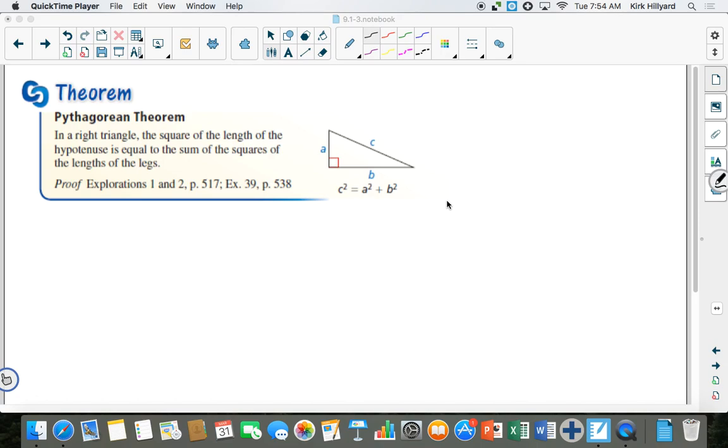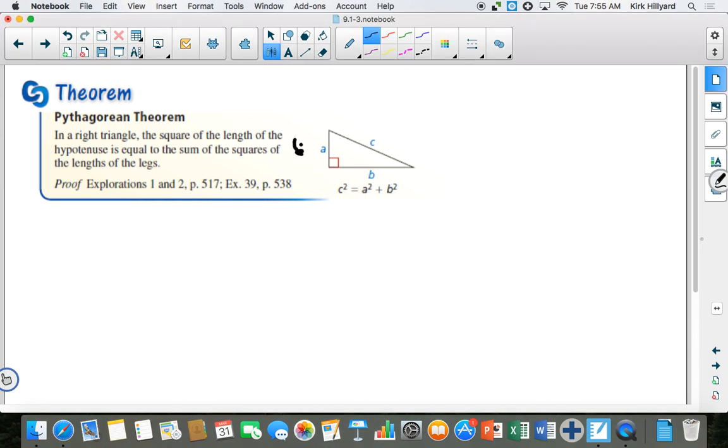Starting a new chapter, chapter 9, and we're going to start off with the Pythagorean Theorem. This should be a review for most of you. We have the two legs of a triangle. This one is considered a leg, and this one's a leg. And the side that's opposite the right angle is always called the hypotenuse. Okay? And it's always opposite the right angle.